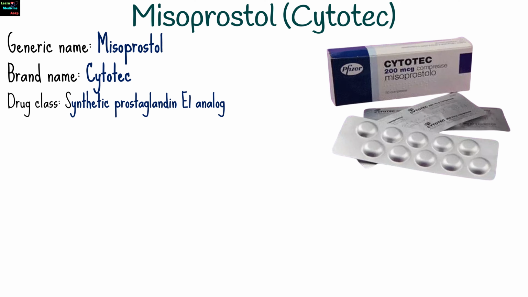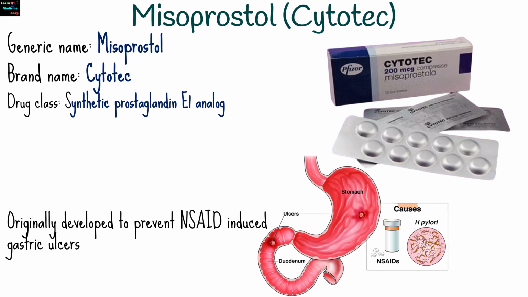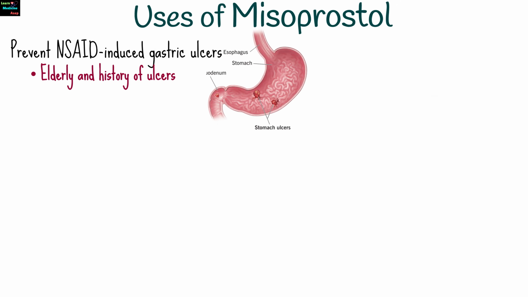Misoprostol is a synthetic prostaglandin E1 analog, originally developed to prevent gastric ulcers, particularly those caused by nonsteroidal anti-inflammatory drugs. Over time, its use has broadened significantly to include various obstetric and gynecological applications. In the gastrointestinal system, misoprostol is used to prevent NSAID-induced gastric ulcers.